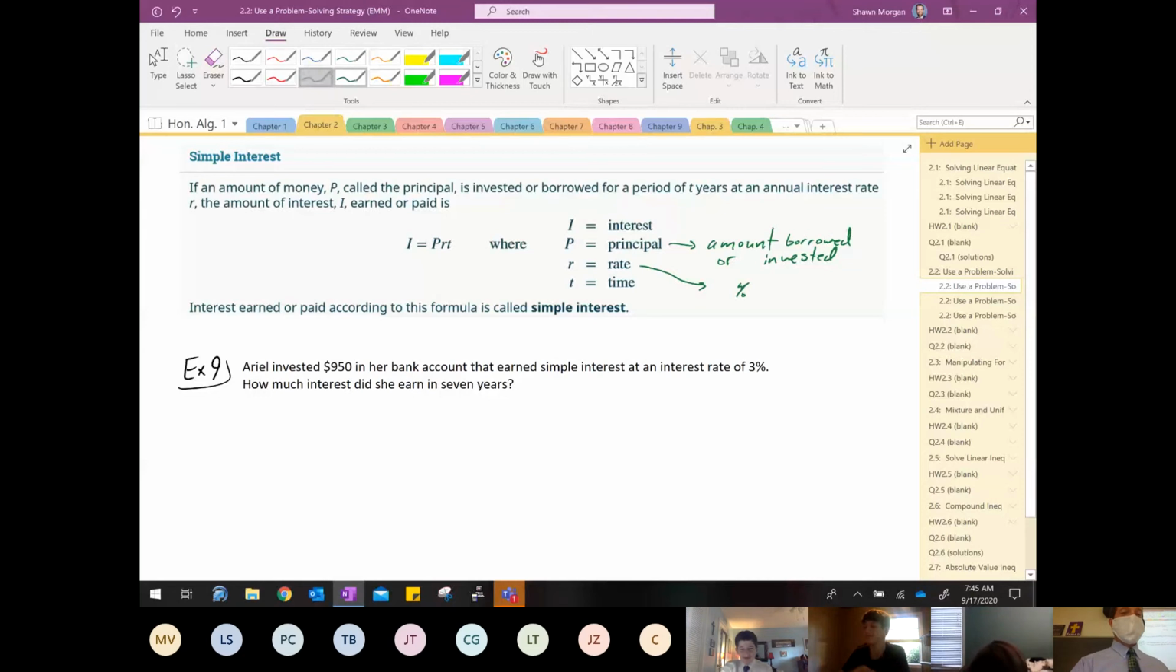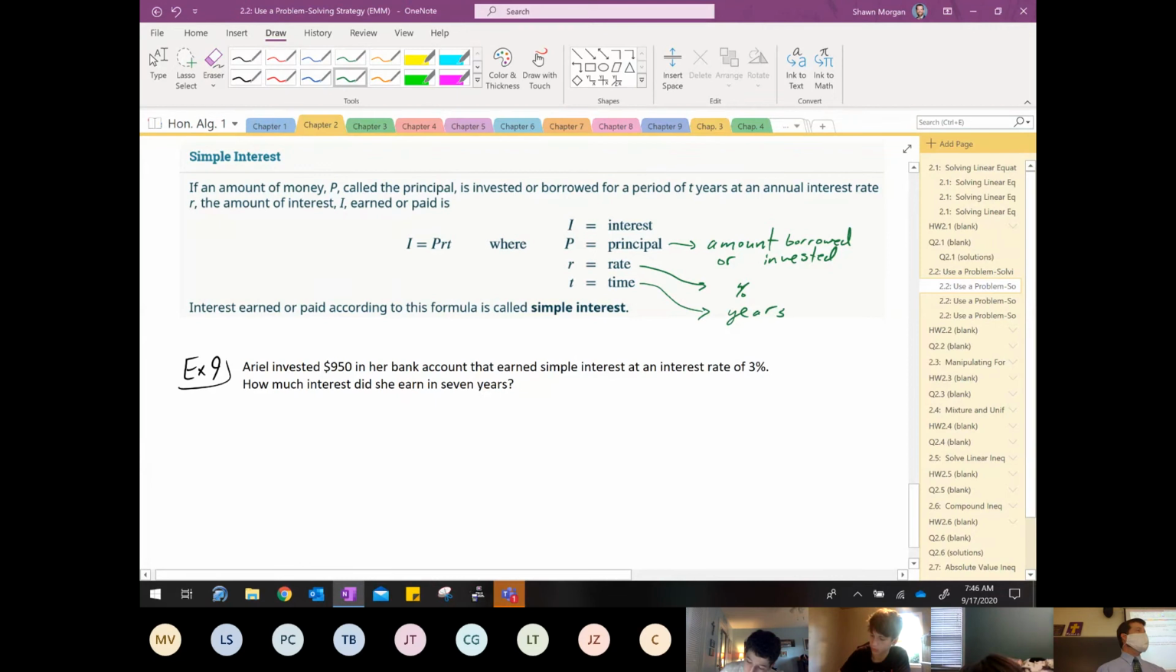Oh, my goodness. All right, let's look at example 9. Ariel invested $950 in her bank, and it earned simple interest at a rate of 3%. How much interest did she earn after 7 years? By the way, the amount of time is in terms of years here. I didn't mention that earlier.